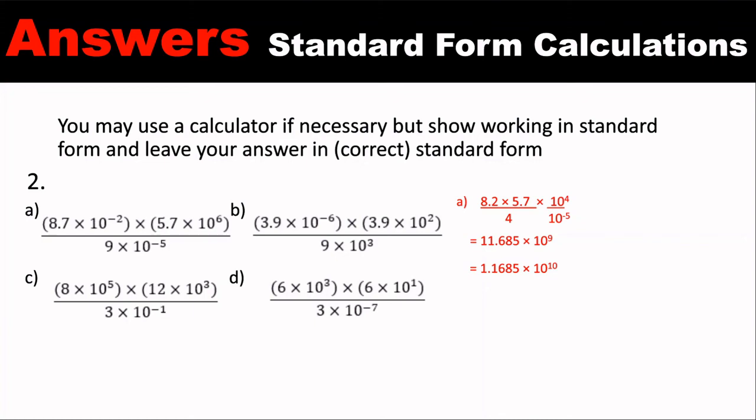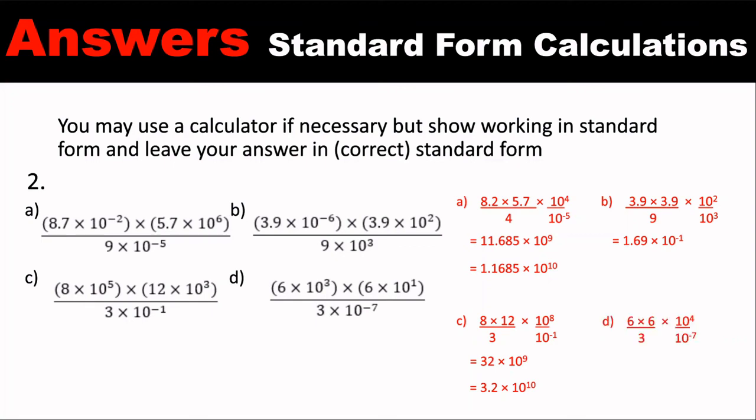For question B, question C, again, that's not standard form. 32 is not a value between 1 and 10. So to make that 3.2, I'll then have to multiply that by an extra 10, so 3.2 times 10 to the power of 10. Question D.